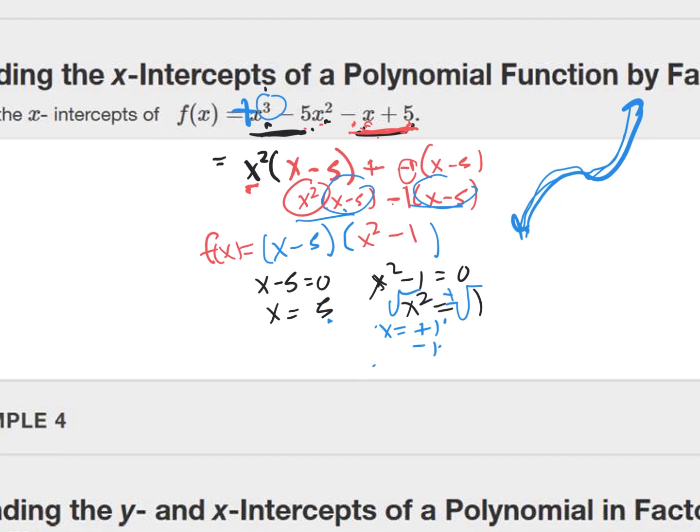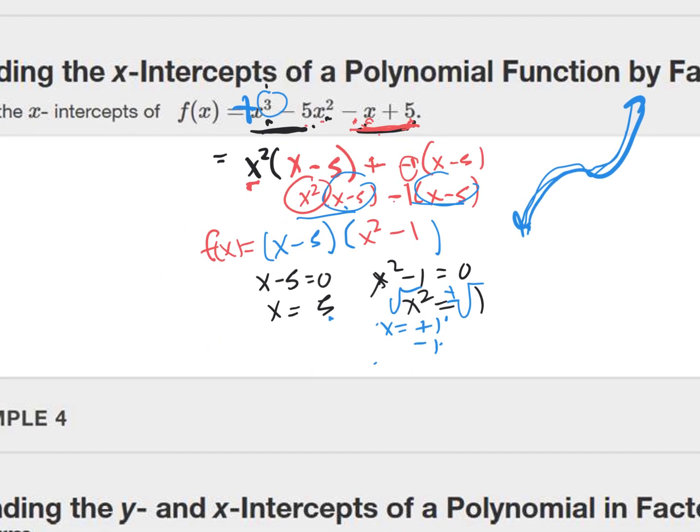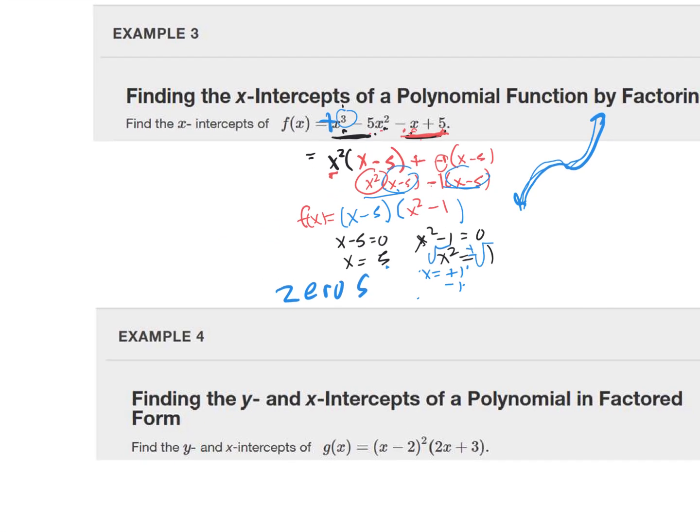Those are my x-intercepts. They're also called zeros, remember? We'll check the answer after. The only thing I didn't do is put in their ordered pairs. But if I forget to do that, bear with me because you'll remember it. Remember, 0 means y is 0. So 5, 0; 1, 0; negative 1, 0.